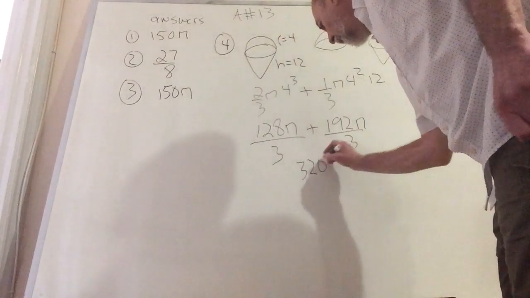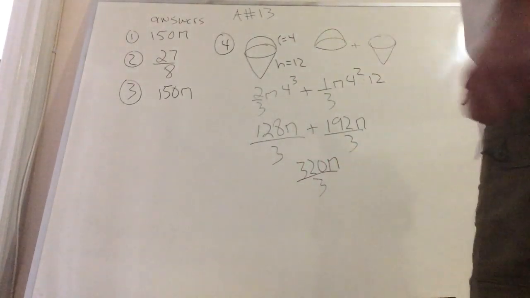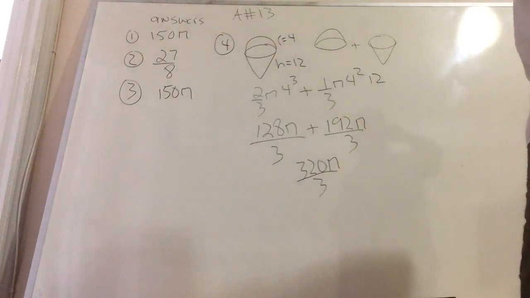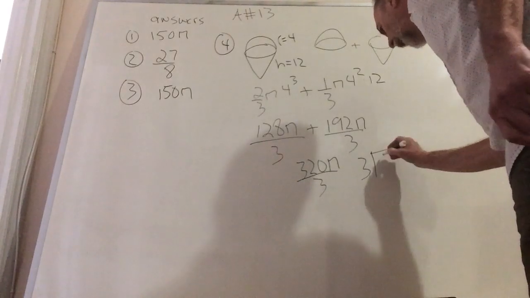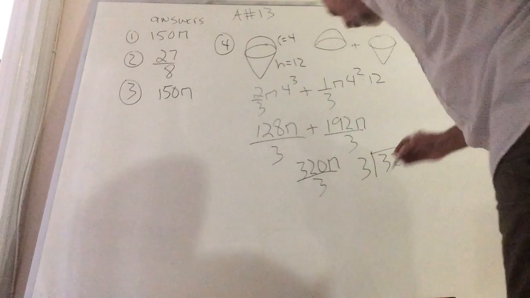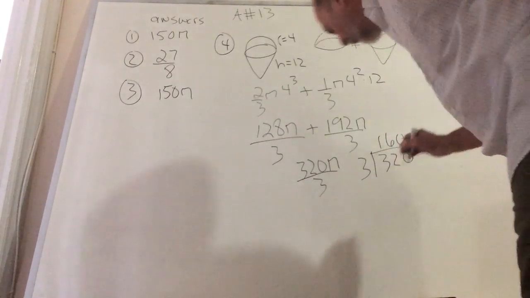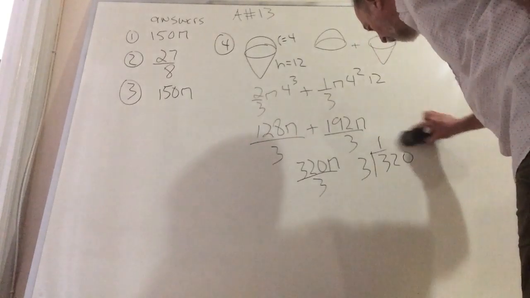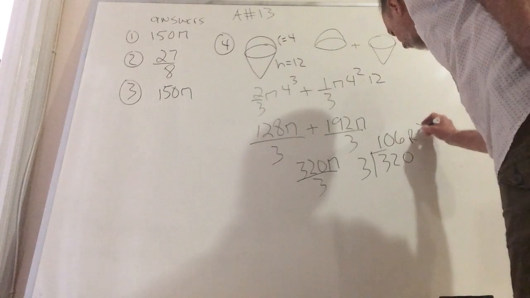So now we add these guys together and we come up with 320 pi divided by 3. So 3 does not go evenly into 320. So then I divide 3 into 320. And I end up getting 106, excuse me, I wrote the digits wrong, 106 with a remainder of 2.